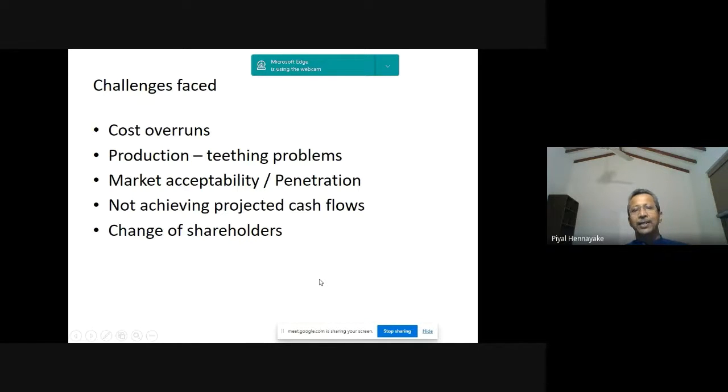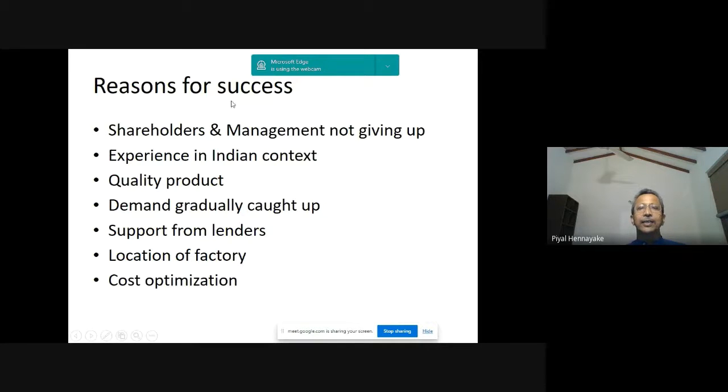Again, Indian party sold to another Indian party. And the reasons for success: the shareholders and management not giving up, and the experience they had in the Indian context. If it was not an Indian party, they would have given up. And the product was quality, and demand gradually caught up.